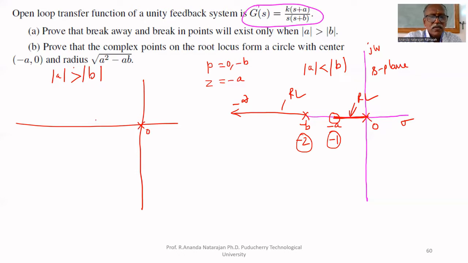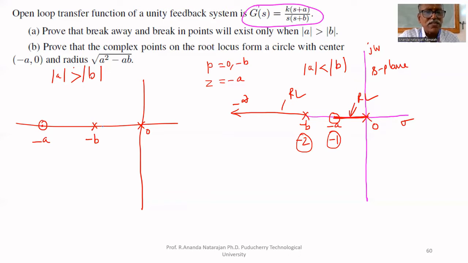One pole will be here, and this is another pole. This is minus B. This is minus A. Modulus of A is greater than modulus of B. So now, this is part of root locus.